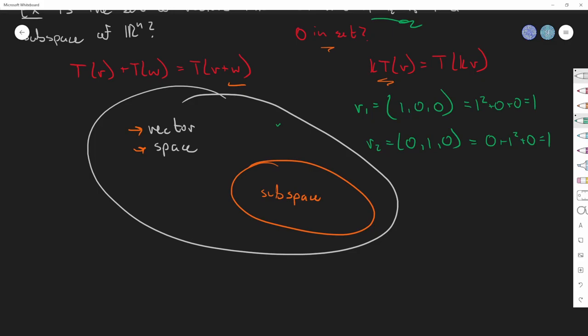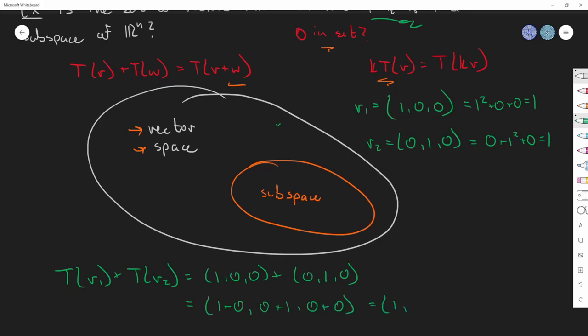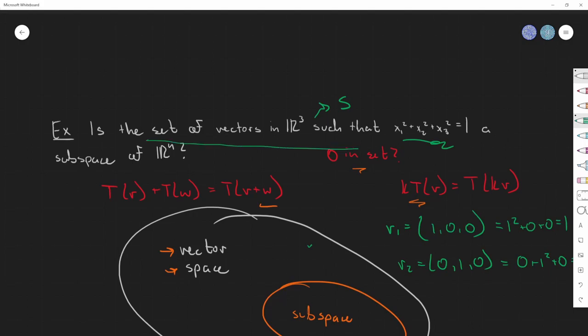Now we want to check if adding them together equals a vector that's also in the set. So we're going to have v1 plus v2, which is (1, 0, 0) plus (0, 1, 0). This is the same as 1 plus 0, 0 plus 1, and 0 plus 0, and that will give us (1, 1, 0). Now we have to check if it is in the set S that we defined here.